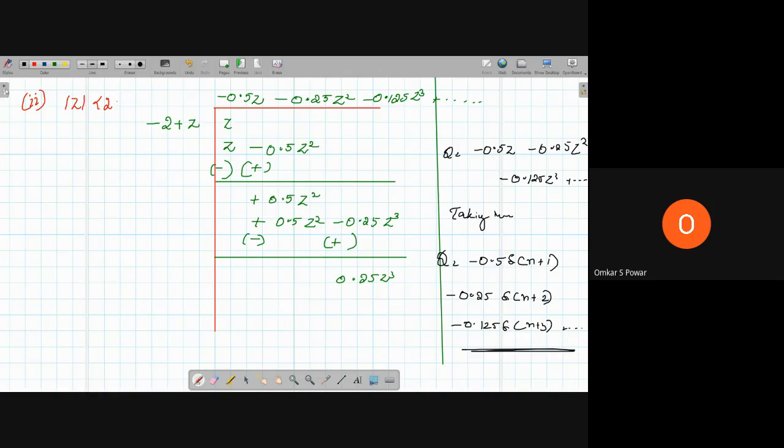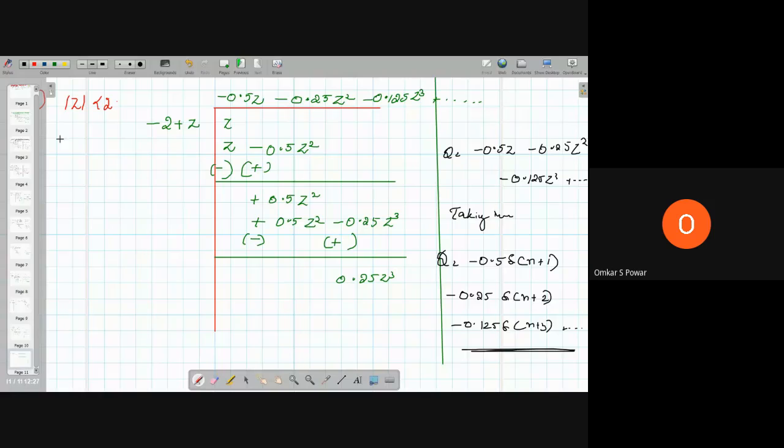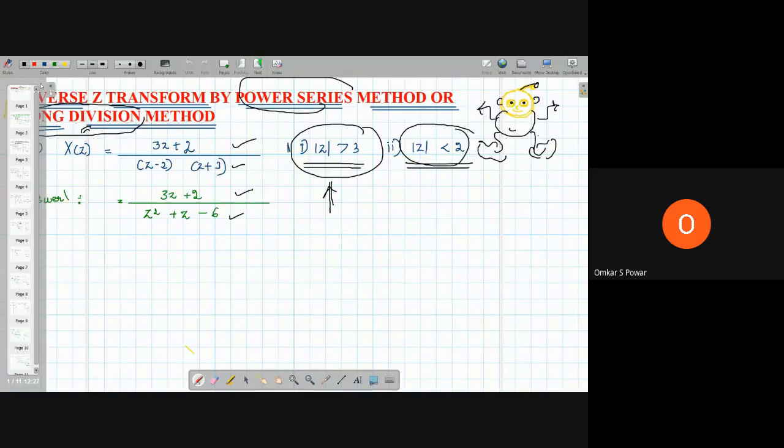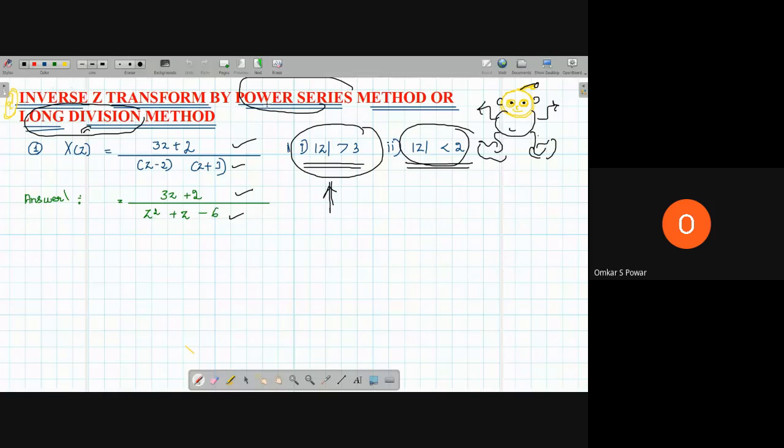Okay, so for today, I think the concept was easy. The concept was finding the inverse Z transform using the power series method or long division method. I think we have solved enough problems. So try to refer to some textbooks to get more problems and try to solve them using the long division method.